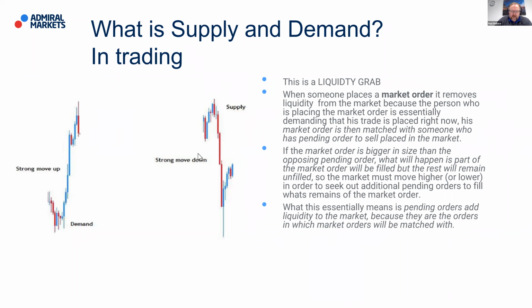Going on from that liquidity grab, when someone places a market order, it removes liquidity from the market, because the person placing the market order is demanding that his trade is placed right now. His market order is matched with someone who has a pending order to sell placed in the market at that zone. If the market order is bigger than the opposing pending order, part of the market order will be filled, but the rest will remain unfilled. So the market must move higher or lower to seek out additional pending orders to fill what remains of that market order. This means pending orders add liquidity to the market, because they are the orders that market orders are matched with.